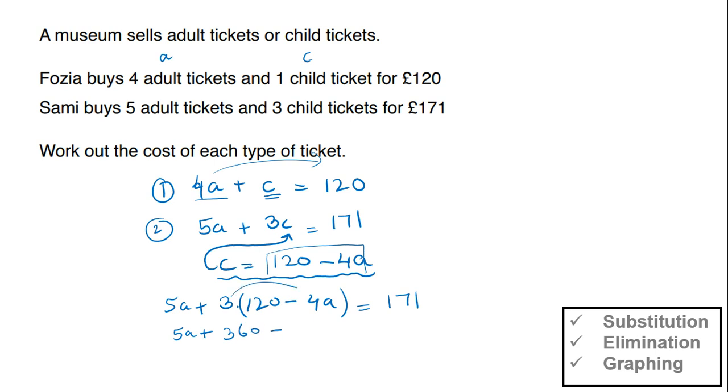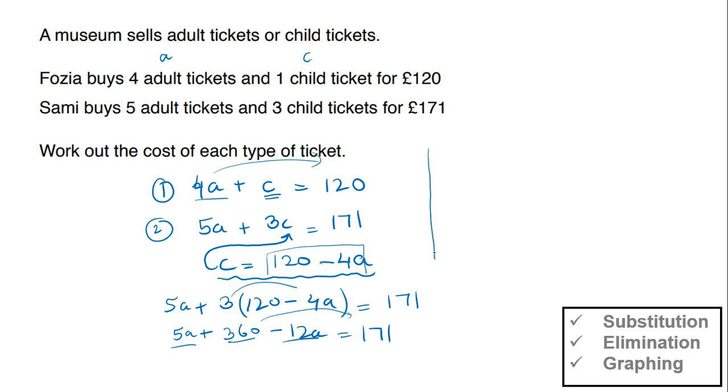Why did I say minus? Because 3 times negative 4 is a negative 12. So 3 times negative 4, negative 12a, is equal to 171. Now, if you look here, we have a 5a and a 12a, so that can be added or subtracted together, but there's a 360 here, and it doesn't have any like term here, but it has it on the other side, that is 171, so I can take it to the other side.